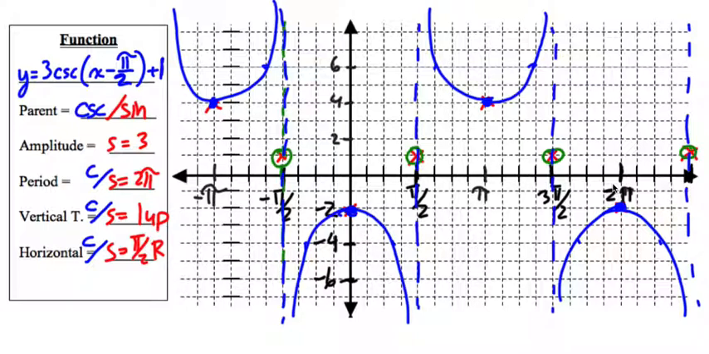A similar process can also be used to graph a secant function. In that case, we would use the graph of the corresponding cosine function and then draw in our vertical asymptotes and our curves above and below.